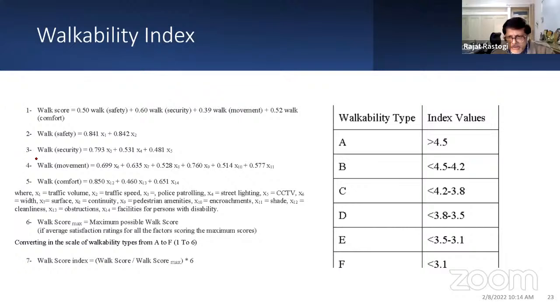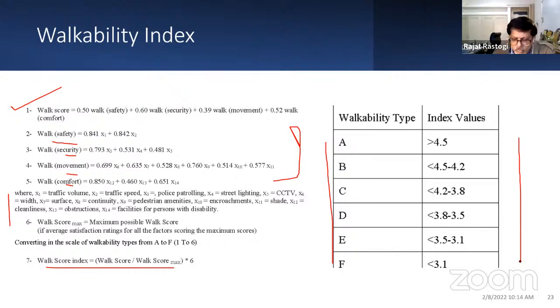Then another thing is the walkability index, which talks about a walk score, which is a culmination of safety, security, movement, and comfort. And these are again related to different attributes, which are traffic volume, speed, police, street lighting, then CCTV, width, surface, continuity, pedestrian amenities, encroachment, shades, cleanliness, etc. And then finally, it is changed into an index, that is walk score divided by walk score maximum multiplied by 6, where they are considering 6 categorizations. So using those 6 categorizations, now they have the category of any walking surface.